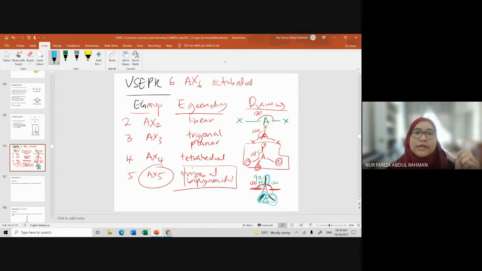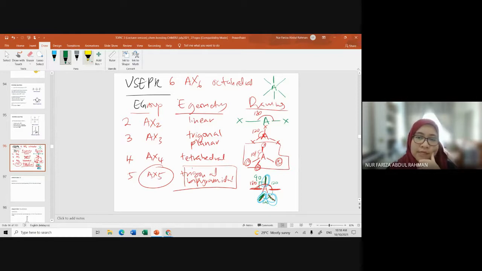Okay, guys. Okay, AX6. So for this one, I would suggest you to draw begini, macam bintang ke apa nak cakap. Buat straight line, okay? So up here will be straight line with the bottom, the one down here. And then this one should be straight line with this one. And this one should be straight line with this one.